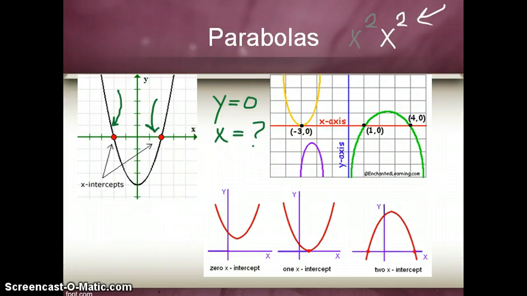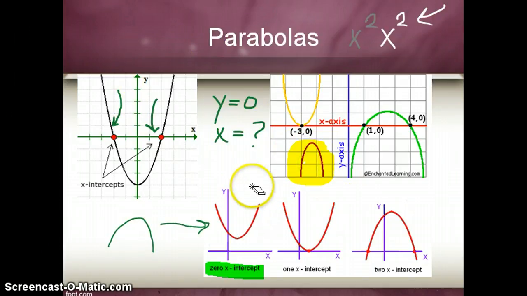So we can have multiple types of parabolas. We could have 0 x-intercepts. That means it's never going to cross the x-axis, and an example of that would be this graph here. However, it also could be upside down, never crossing, like this graph here. Both of those have 0 x-intercepts because neither of them cross the x-axis.